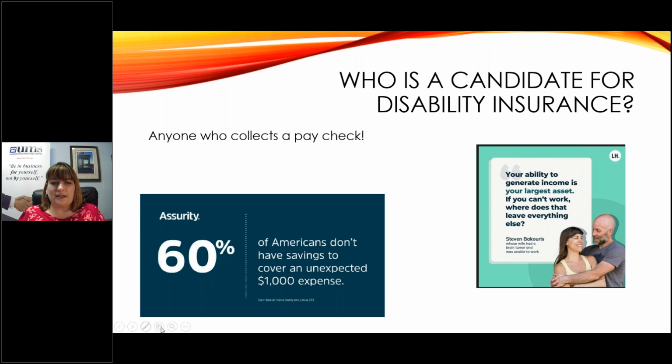By the way, 60% of Americans don't have enough in savings to cover a $1,000 expense. How would they survive if they lost their paycheck? Your ability to generate income is your largest asset. That is true. We forget that our paycheck is truly our largest asset. It is not our home, our car, our 401k. Our paycheck is actually our greatest asset.